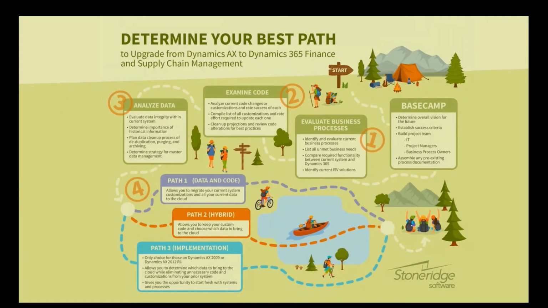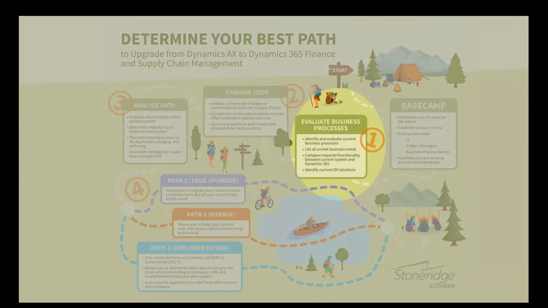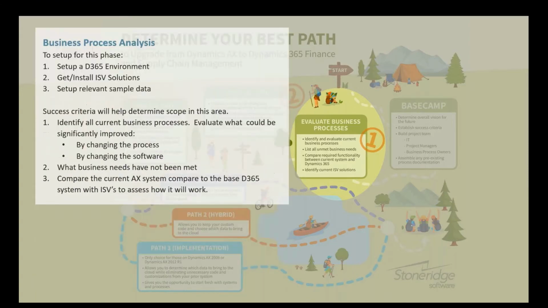So once you've gone through that base camp establishment, what we're looking for next is the evaluation of the business processes. We've assembled the team, we've identified what the success factors are going to be in the vision that's related to it. We've got the base documentation at least identified on where that was. Our next step is to look at the business processes.